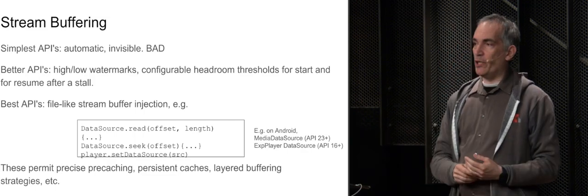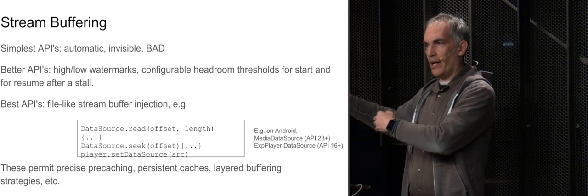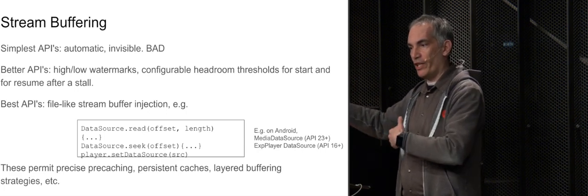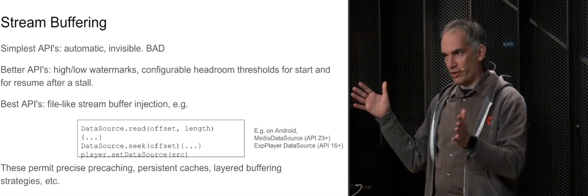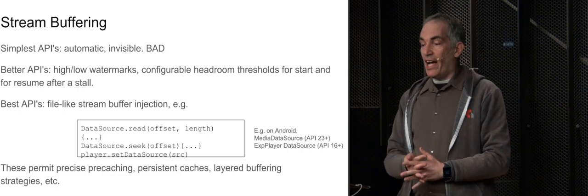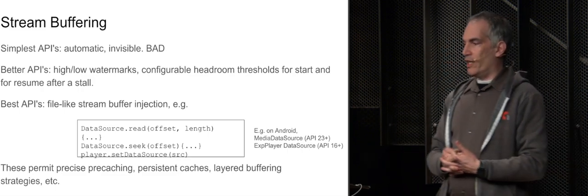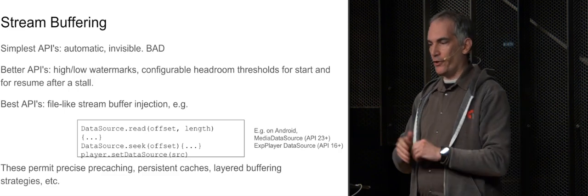Also, all video players have headroom thresholds, an amount of stream in advance in terms of presentation time, like 5 seconds that they want to have before they'll even agree to play for you. And you need to be able to tune that so that you can have a small buffer but still begin promptly. And then the best APIs actually give you a file-like interface to inject your video stream, meaning that everything about how it is buffered is under your control.